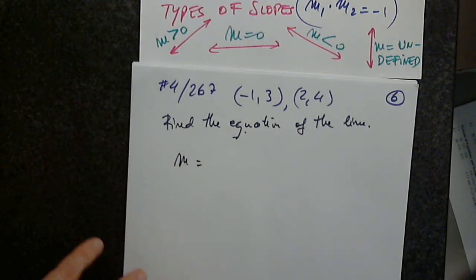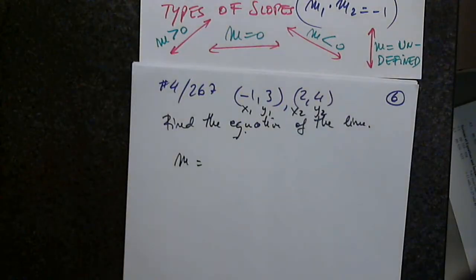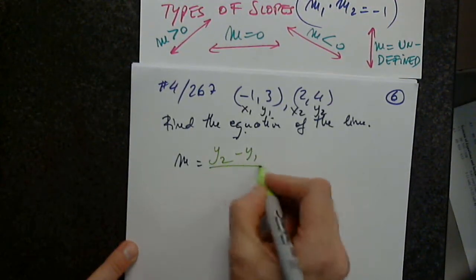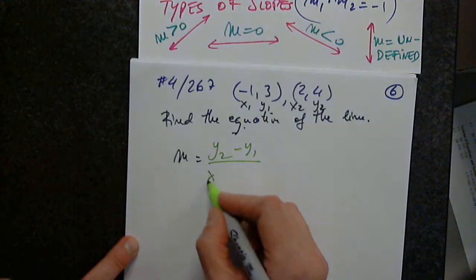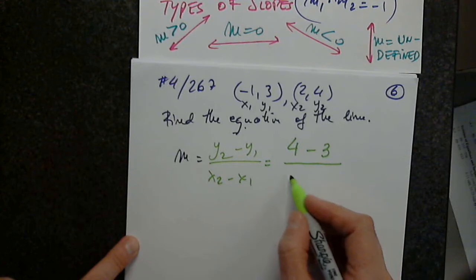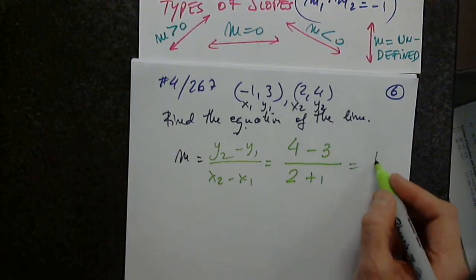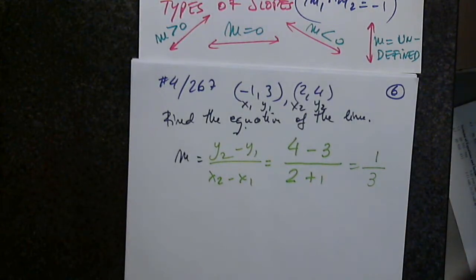What I would do first is name them x1, y1, and x2, y2. This is what I recommend as the starting point. And then you will not forget, if you write the formula for the slope, y2 minus y1 over x2 minus x1, then you will write 4 minus 3 over 2 plus 1. And the top is 1 and the bottom is 3. Any questions so far on finding the slope? Is this okay so far?